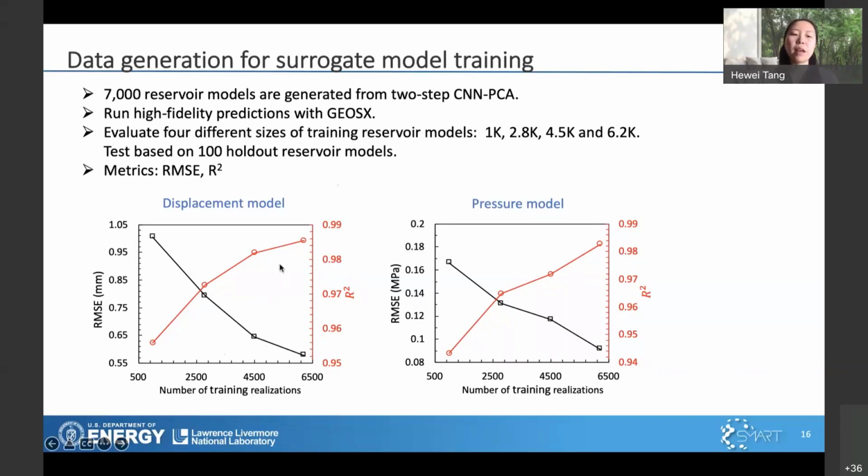For the displacement model, we find that we will need around 4,000 training realizations to achieve good model prediction accuracy, with R-square larger than 0.98. Well, for the pressure model, we find that we need a little bit more data, around 6,000, to achieve similar model prediction accuracy.